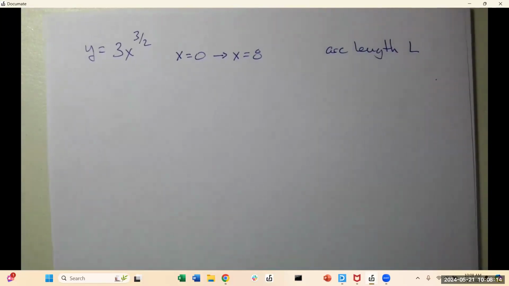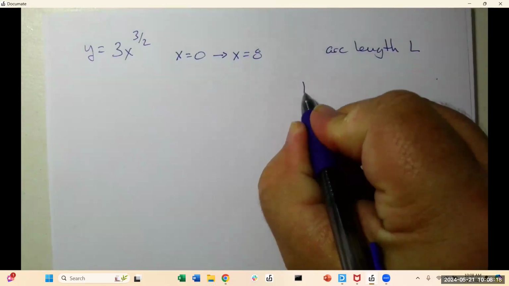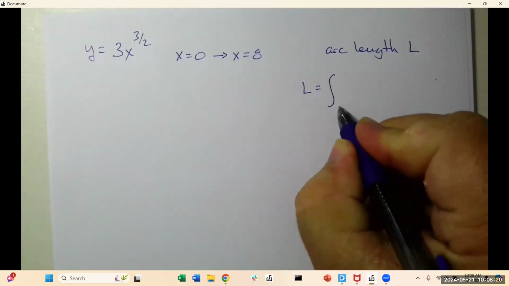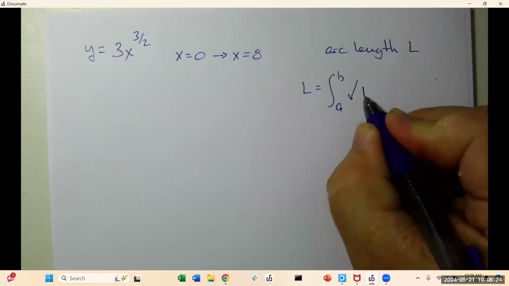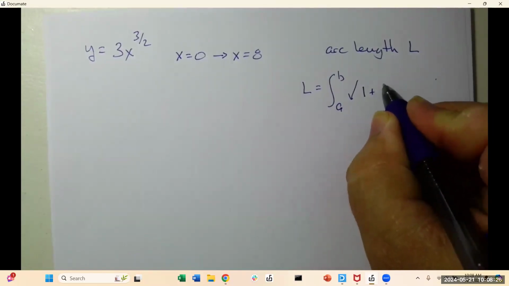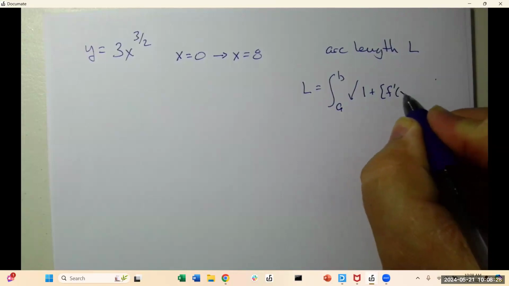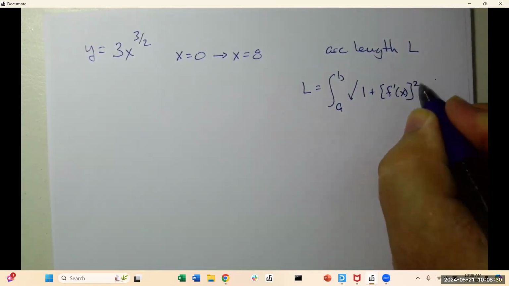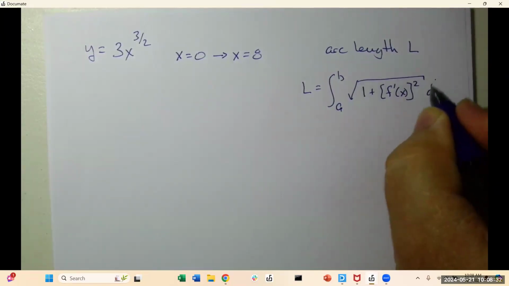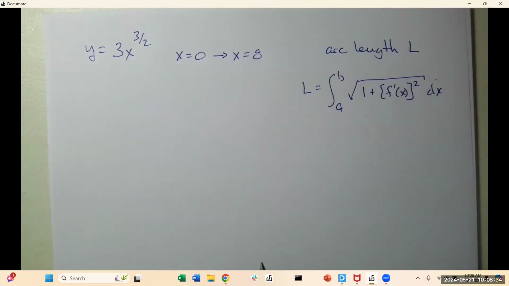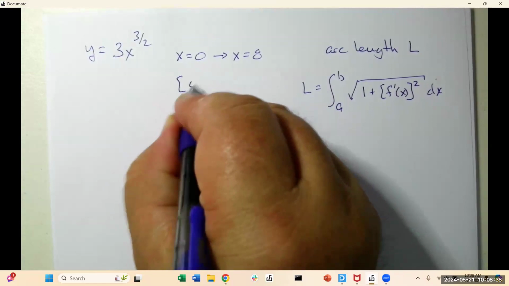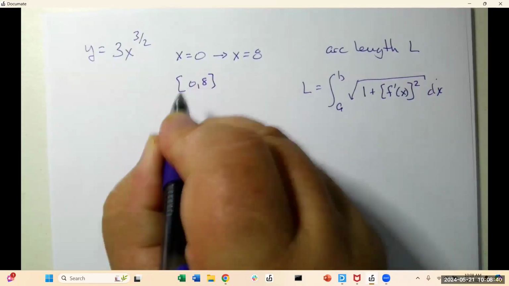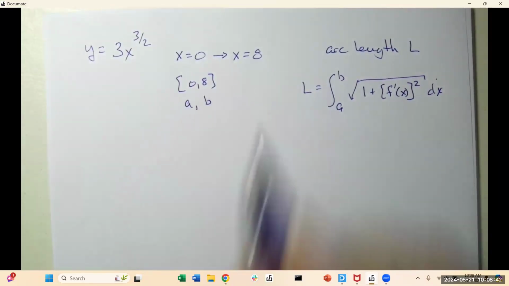The formula which we're going to have to use is the arc length formula, which is, from a to b, the square root of 1 plus the first derivative squared, dx. So that's the formula we'll be using. This is a, that's b.